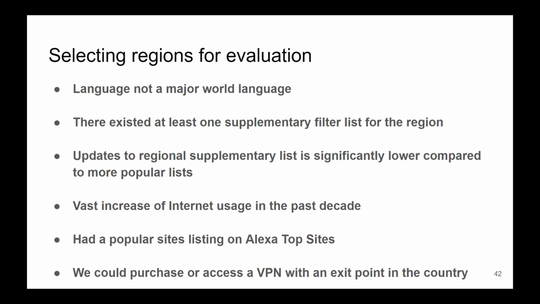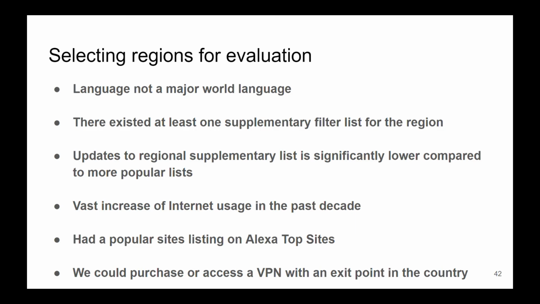It should have a popular sites listing on Alexa top sites, because we want to crawl regional specific web pages. And we should be able to purchase or access a VPN with an exit point in the country, because if we don't have that, we will not be served the ads as if we are within the region, which is the main goal of this crawl.